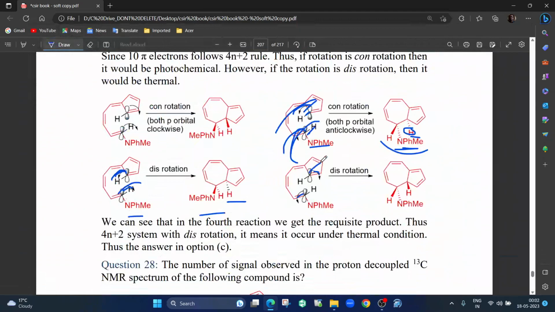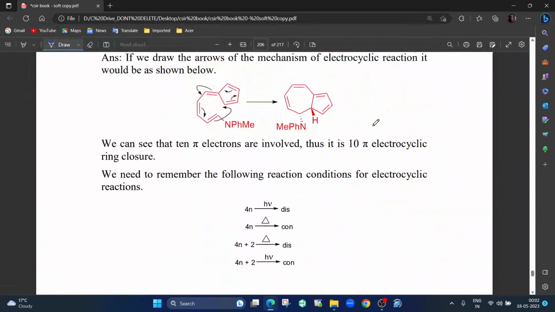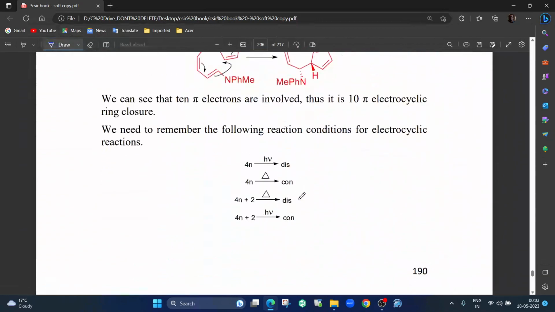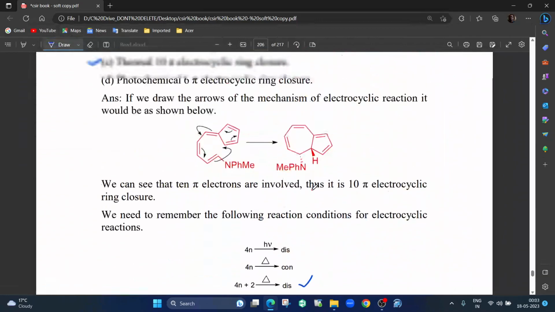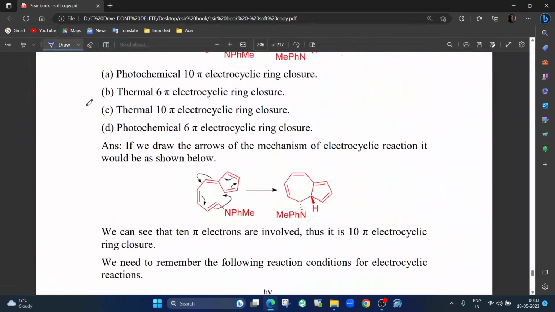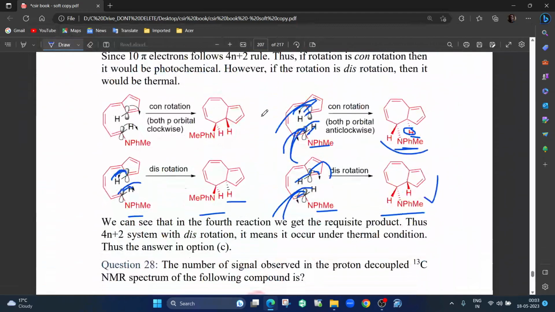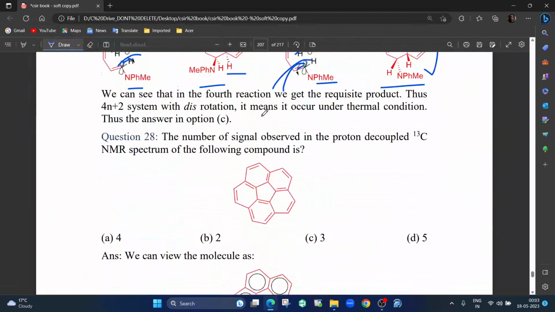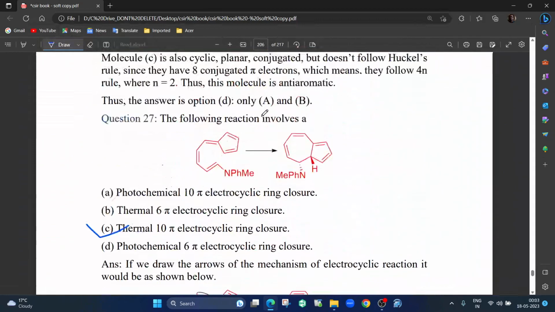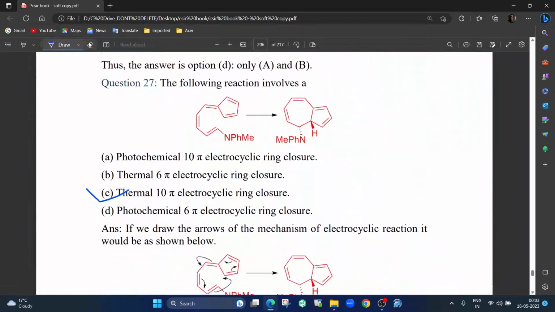Now if you rotate this in clockwise and this in anti-clockwise, then what happens? You're rotating inside, so H is coming outside. Clear? This ring is going inside, whereas this we are pulling it like this. So H is coming out, N is going inside. So getting this, this is the product. Once we know it is this rotation, we know 4n plus 2, this is thermal. So the answer will be thermal 10 pi electrocyclic ring closure. So the answer will be option C, right? I will go again slowly. Please go through it, pause it whenever you need.